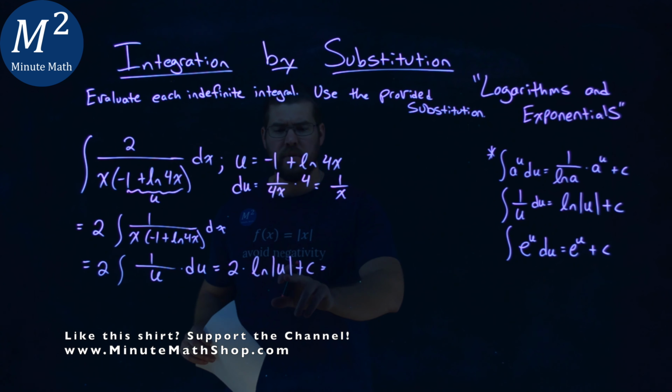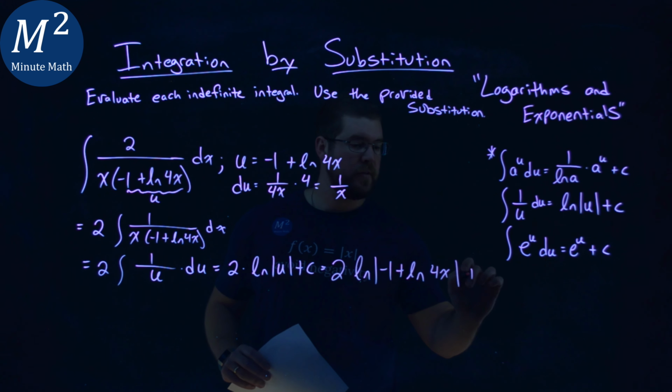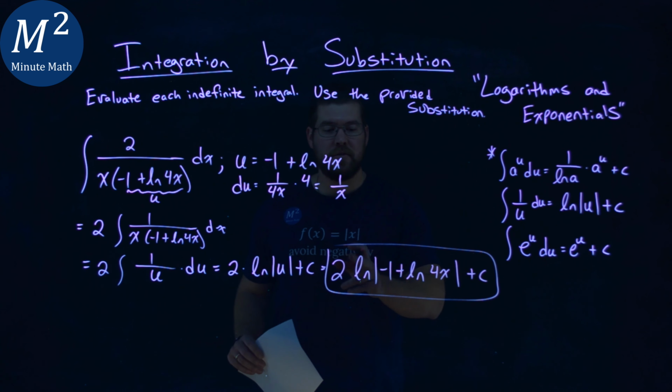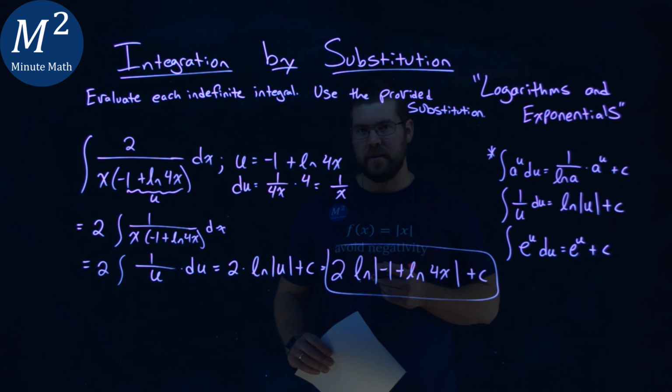We just need to plug our u value back in. We have a -1 plus natural log of 4x. So 2 times the natural log absolute value of -1 plus the natural log of 4x here, and then plus c. And so again, our final answer here is 2 natural log of the absolute value of -1 plus natural log of 4x, then the plus c.